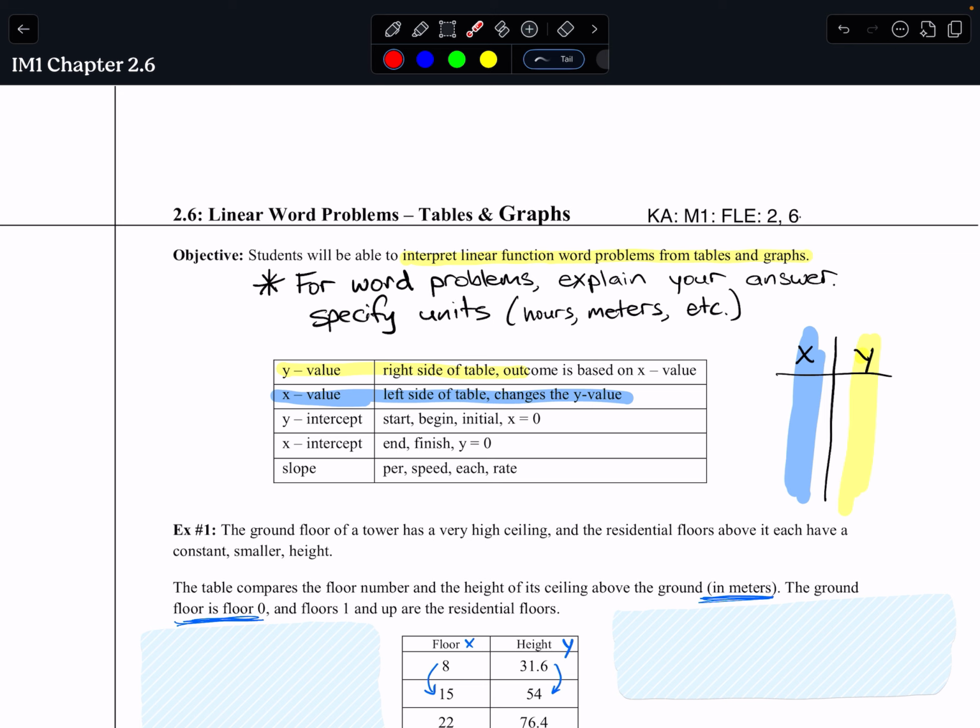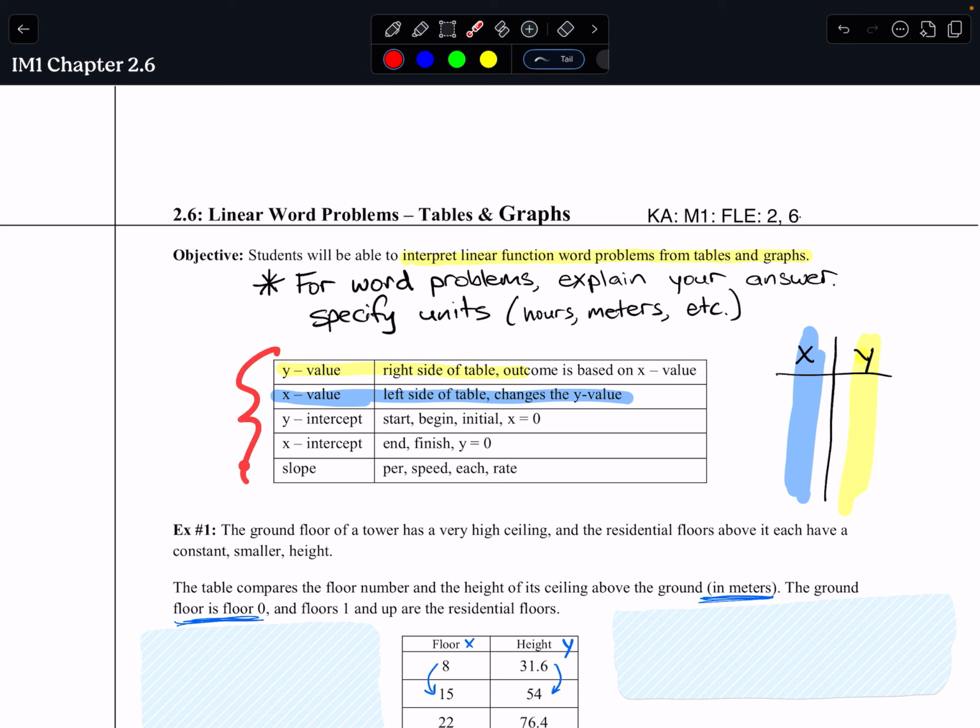And I made a note here. For word problems, you need to make sure that you explain your answer. And what I mean by that is specify your units. Don't just tell me 7, tell me 7 hours or 7 meters or whatever it is in the context of your word problem.